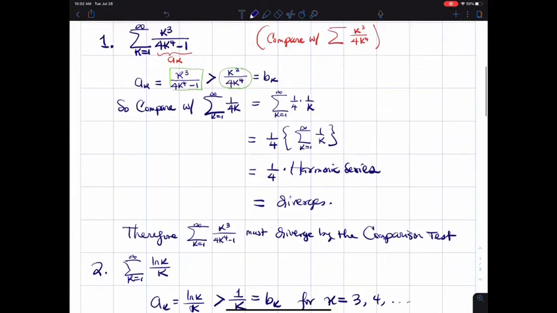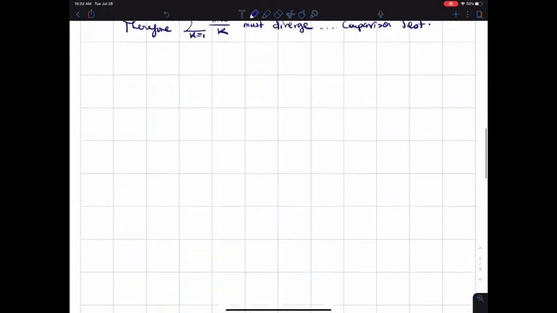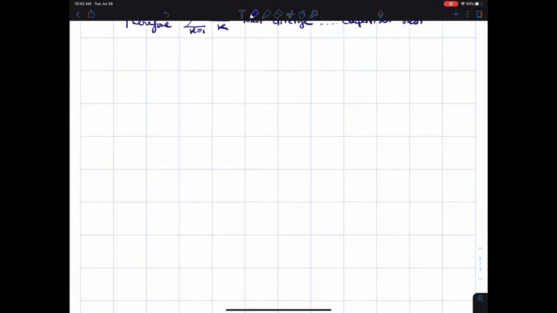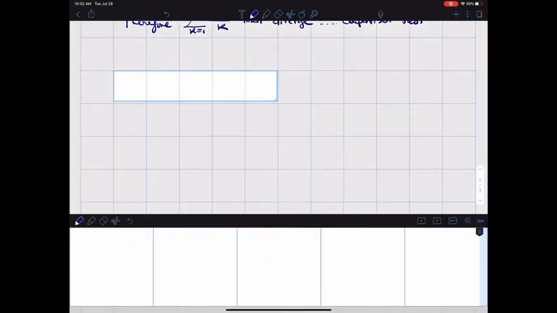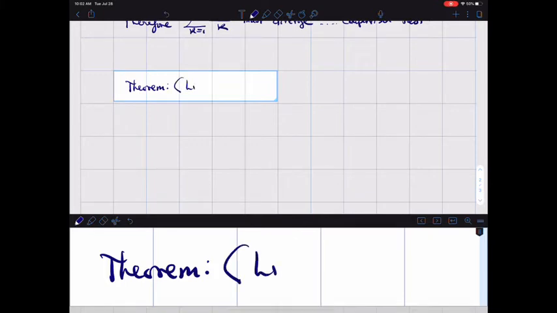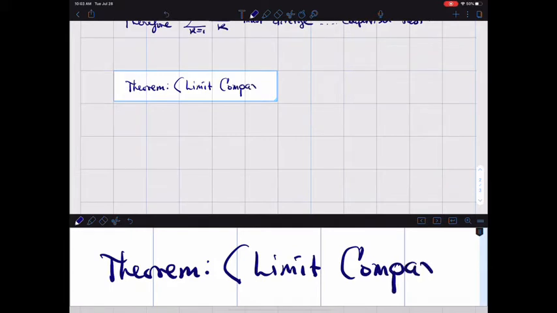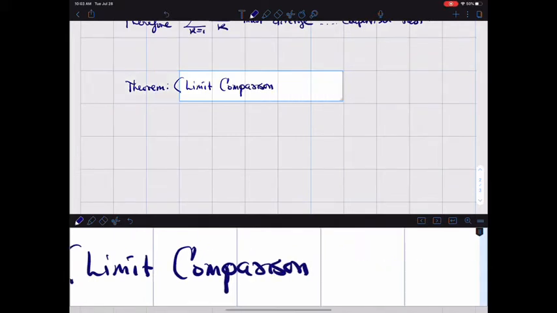Okay, now let's look at another test, the limit comparison test. It's a very, very good test, just like every series test. So I'm going to write it down. This is also a theorem that we can prove, but we're not proving it. So this is the limit comparison test.